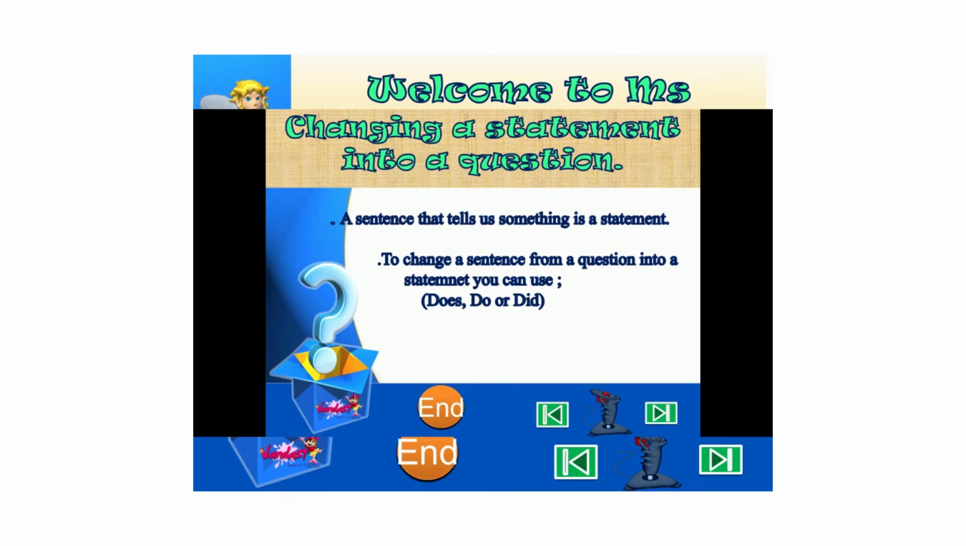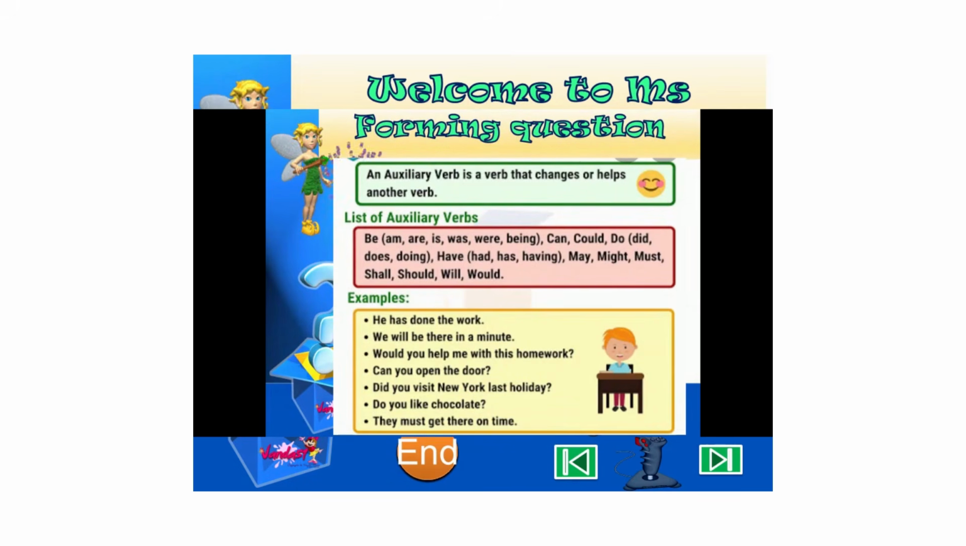In the previous slide, I've been showing you how to add question tags. Now we are going to change statements into questions using the words does, do, or did. But let us start first by saying, if you now formulate a question, you are not adding a question tag here. You are formulating a question. You are going to start your sentence with the auxiliary verb. What is an auxiliary verb? An auxiliary verb is a verb that changes or helps another verb. Words such as is, was, were, can, should.